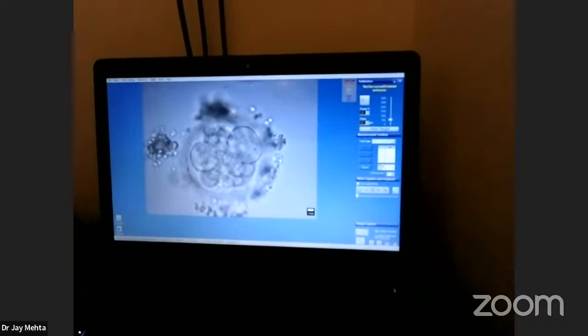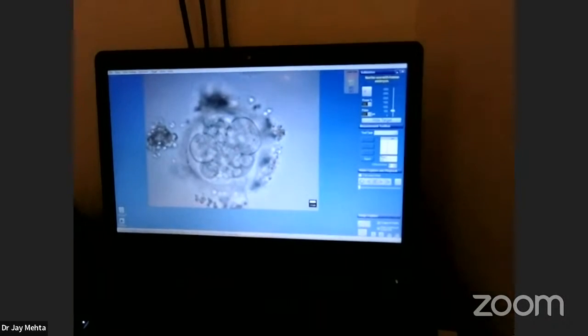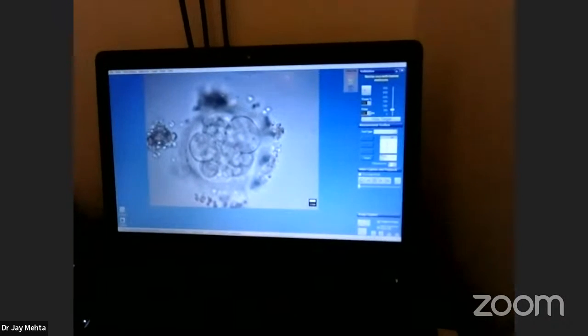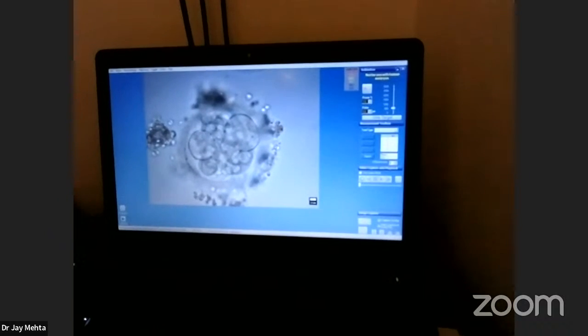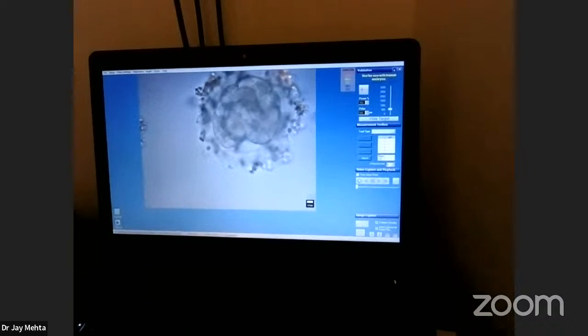All you have to remember as clinicians is: are the blastomeres equal in size, and is the fragmentation less than 5%? If the fragmentation is more and the blastomeres are unequal on day 3, it indicates a very poor quality embryo. Same thing here.